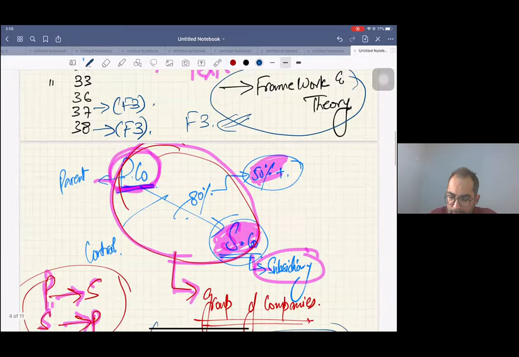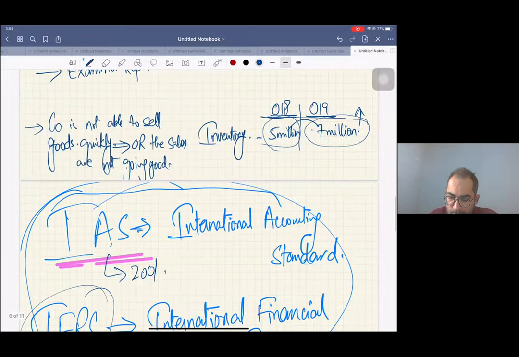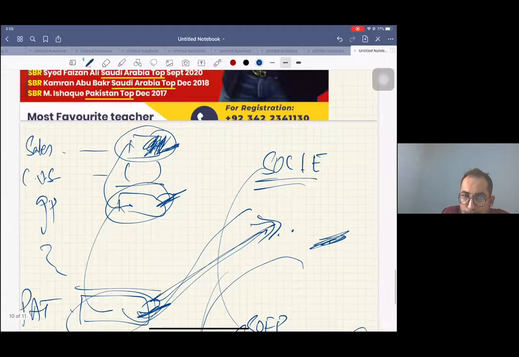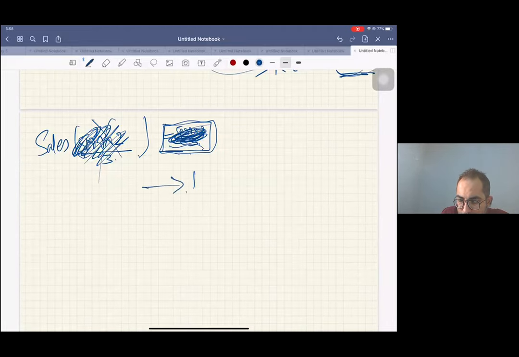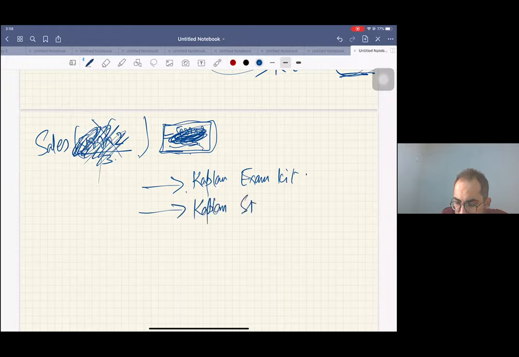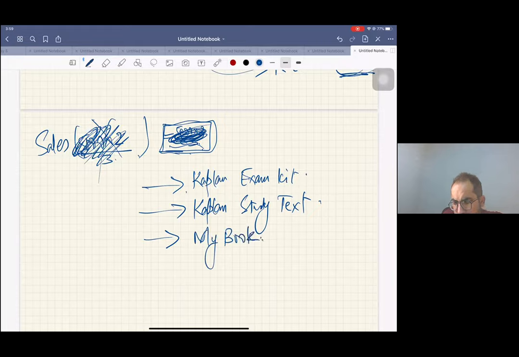Now let me finally summarize the documents which you must have for the class: Kaplan exam kit number one and Kaplan study text. There is one more book, my book, which I'll provide you in the form of handouts, that's my responsibility. But you need to buy these two, Kaplan exam kit and Kaplan study text.